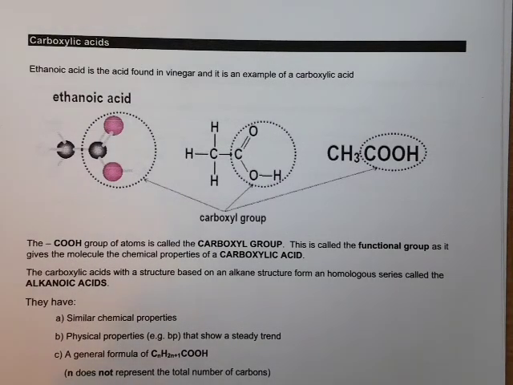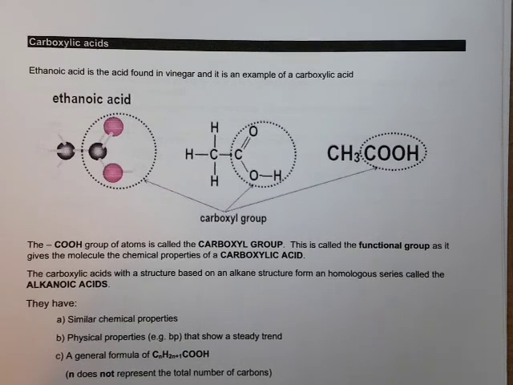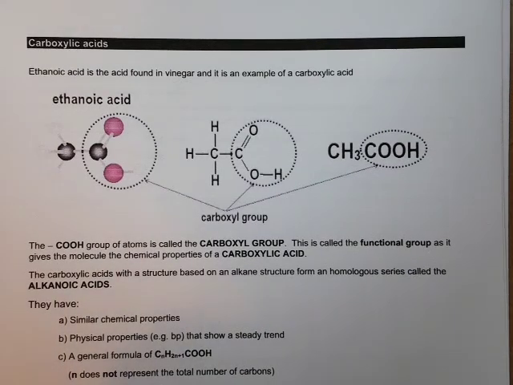Well, you might remember a little bit about the carboxylic acids. One of the most common ones that we encounter in everyday life is ethanoic acid. So ethanoic acid is the acid found in vinegar. Remember from National 5, acids are often associated with quite a sharp, tangy taste when you're thinking about food and drinks. So ethanoic acid is found in vinegar, and it's an example of a carboxylic acid.